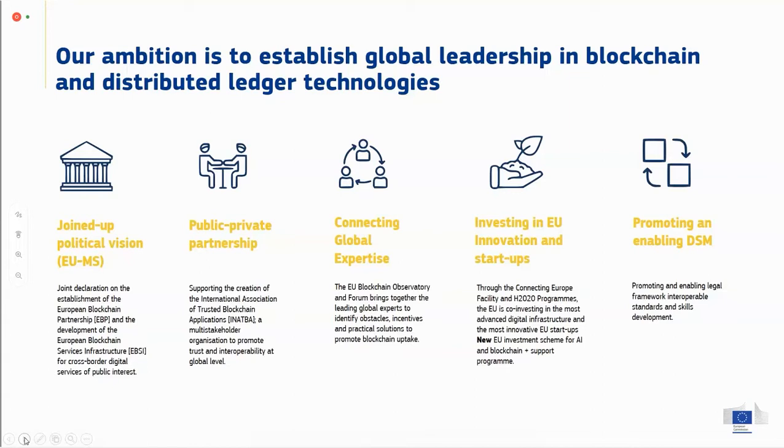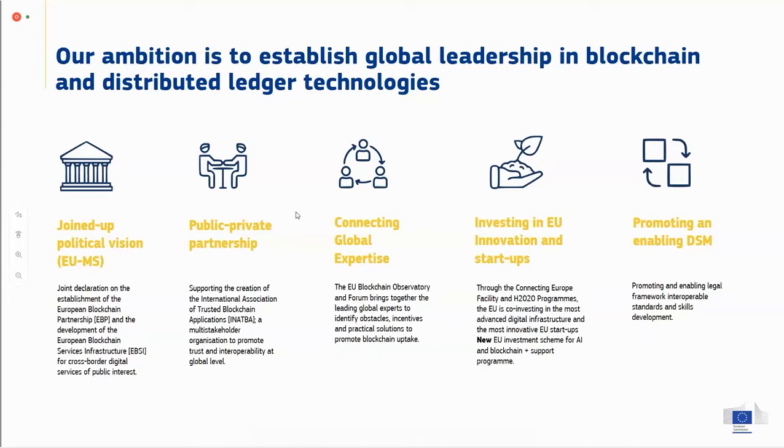We have also facilitated the creation of the International Association for Trusted Blockchain Applications, INATBA, which is an association which regroups different industry players, both solution providers for blockchain or DLT, but also industry users of this technology. And as part of the activities of INATBA, it has also created what is called a government advisory body in order to facilitate the dialogue between different authorities coming from the world, and to facilitate this dialogue also with the industry players.